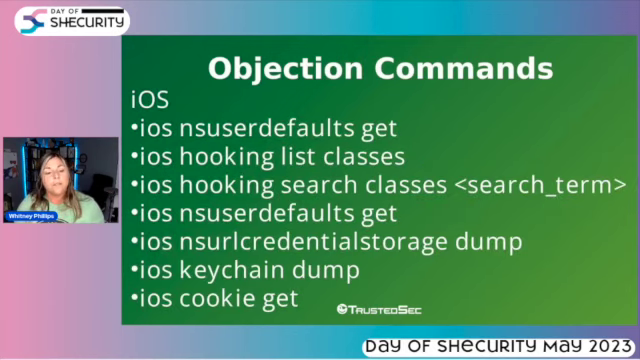So iOS, a long list. NSUserDefaults, some juicy information sometimes gets stored in there. The same thing with hooking and listing classes. NSURLCredentialStorage dump. Check to see if they're using that iOS keychain. And then check to see if the cookies have, sometimes I've seen tokens or credentials added into the cookies, which can be a not good situation.